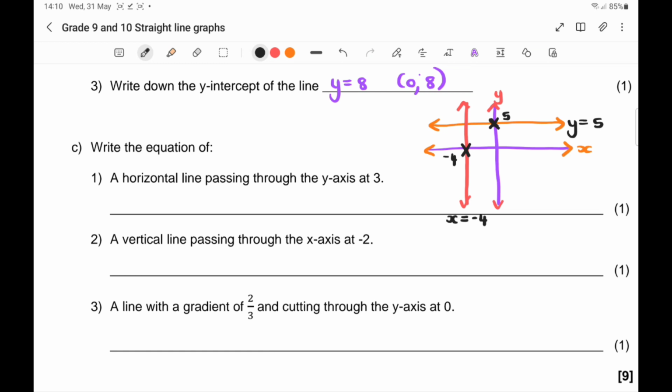Another way that we can ask it is, write an equation that runs parallel to the y-axis. So it will be like the red graph over here.